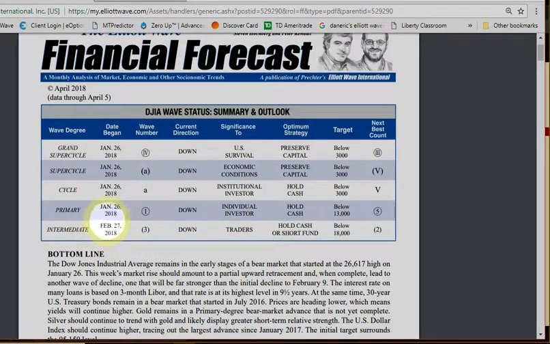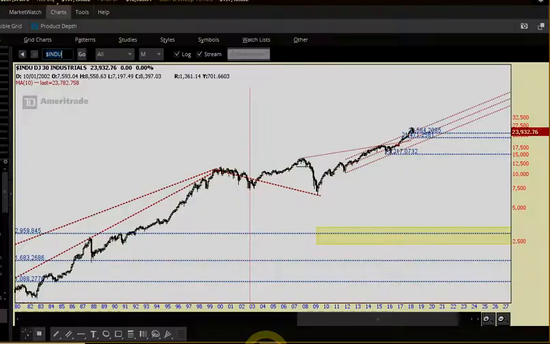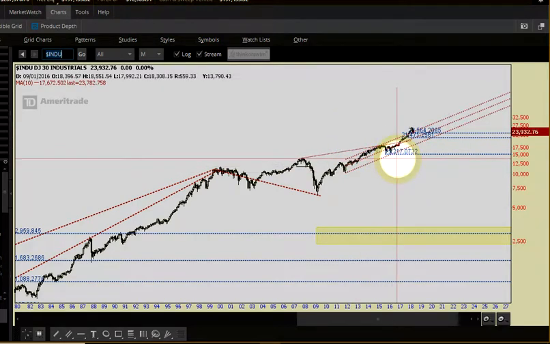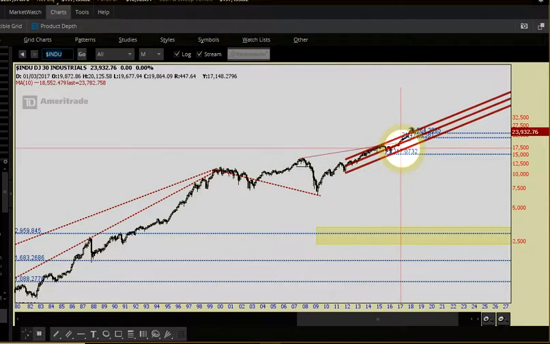So let's go back and look at it. Here's primary degree right here. We're talking about cycle and supercycle degree. So, in other words, we have begun a grand supercycle wave 4. So remember what I said. Once you have 5 waves, and this is the end of 5, this is the end of 5 of supercycle degree.